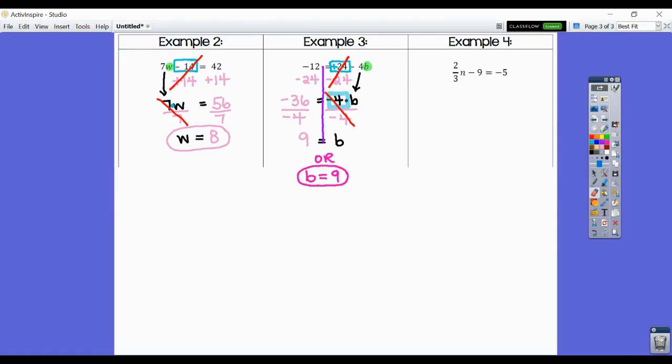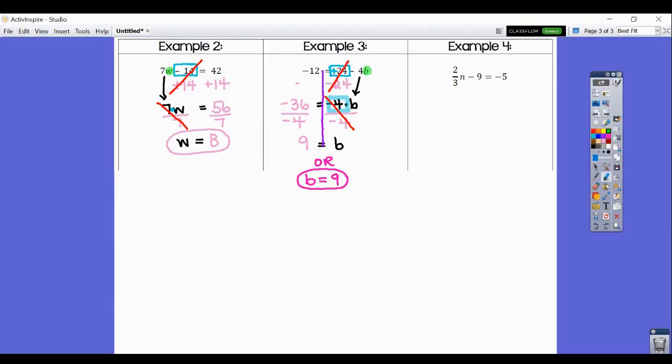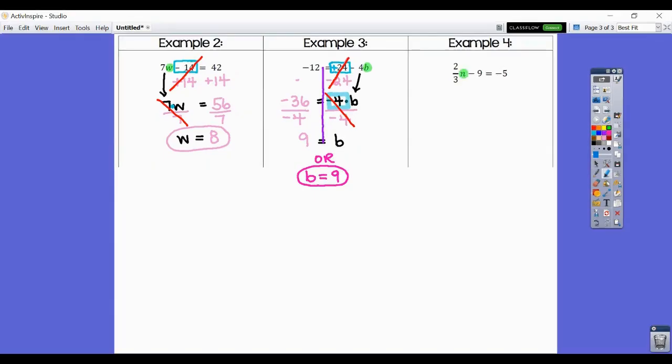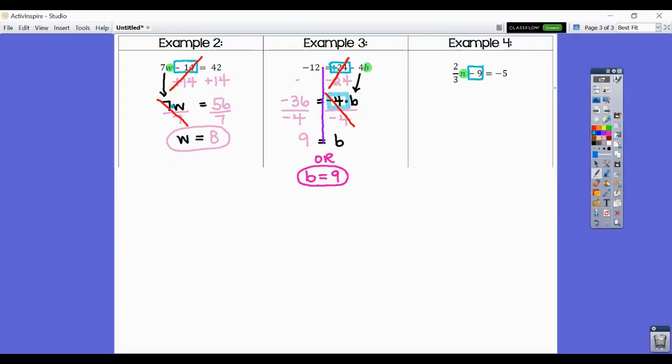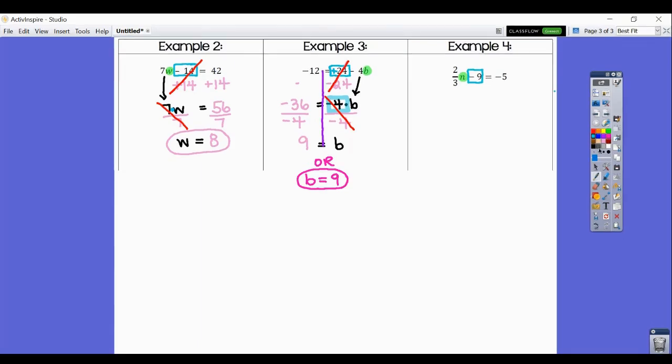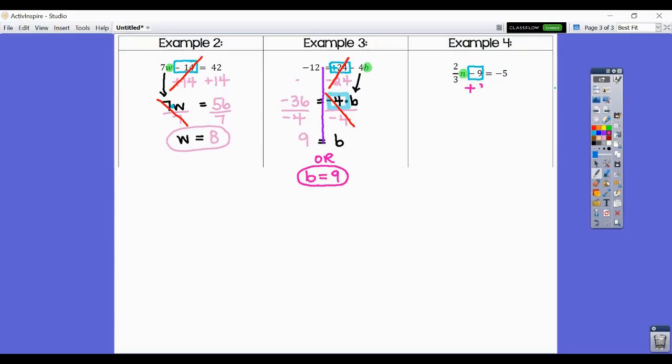In example number 4, again, locate your variable. It is n here. We want to get that n all by itself. We go in the reverse of our PEMDAS. So think of anything added or subtracted to that n here, which is indeed the negative 9. We're subtracting 9 here. So we do the opposite of subtraction, which is addition, on each side of our equal sign. So we add it over here on the left. You can't forget to add it to the negative 5 on the right there.